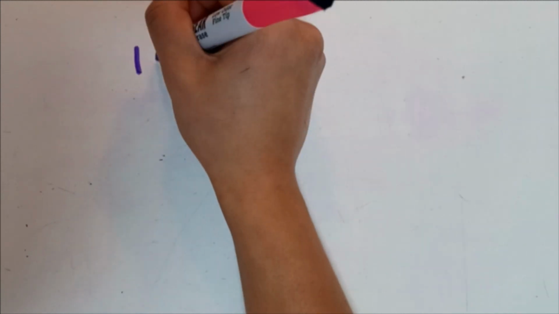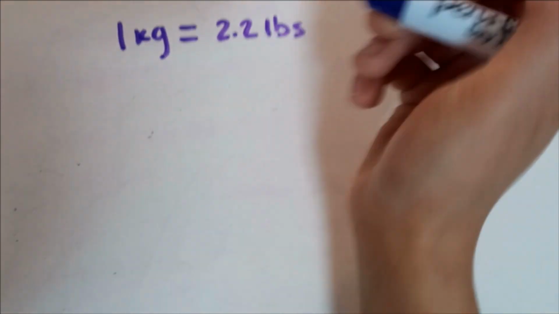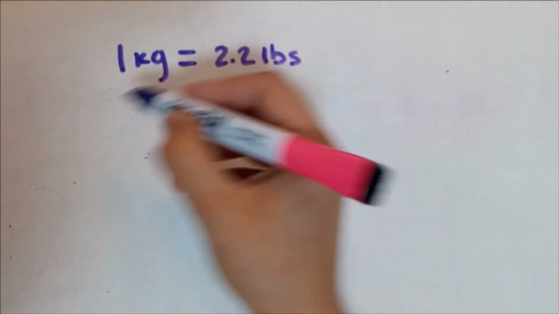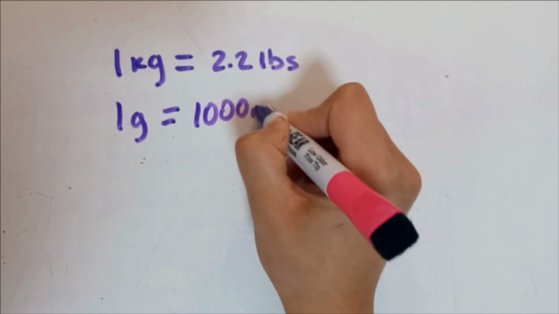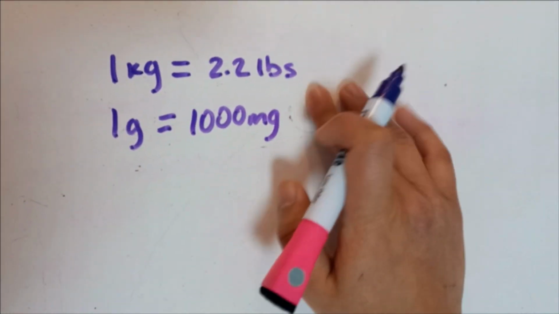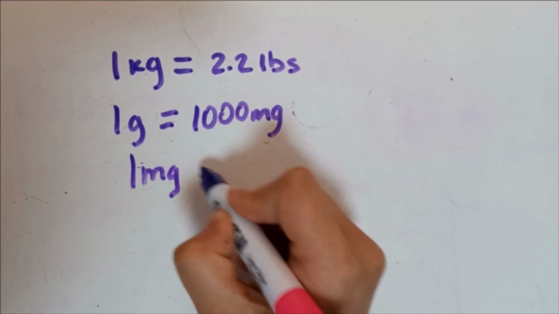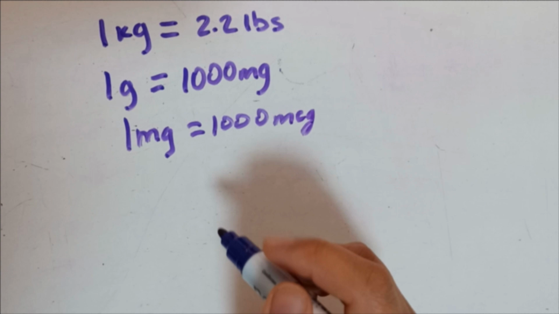Before we start, let me give you guys some common conversions to know, okay? So you have to know these ones. 1 kilogram is 2.2 pounds. I don't know how you'll remember them, but you have to remember them because they use them a lot. These are the common ones. 1 gram is 1,000 milligrams, and then 1 milligram is 1,000 micrograms, okay? In our school, they do use these.